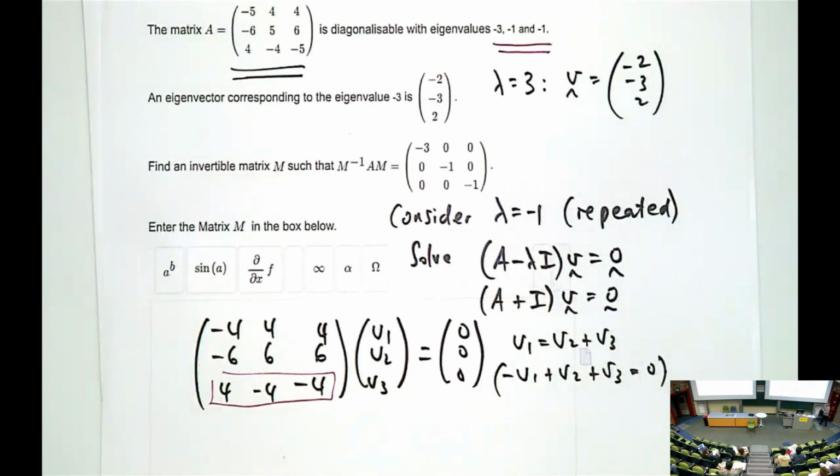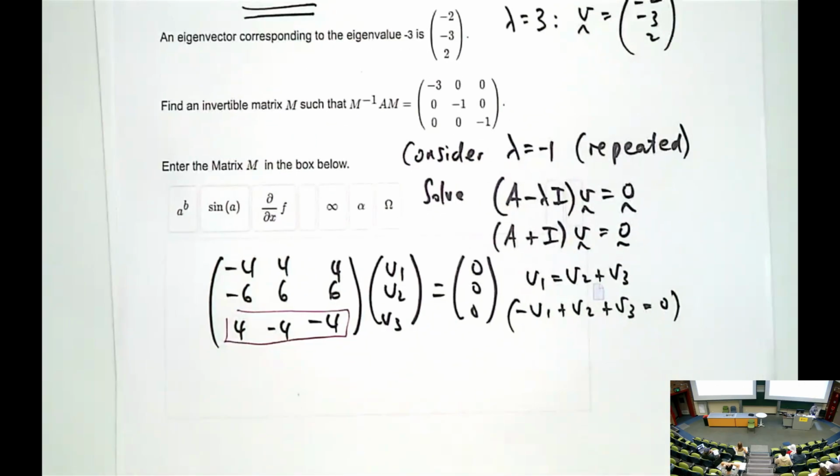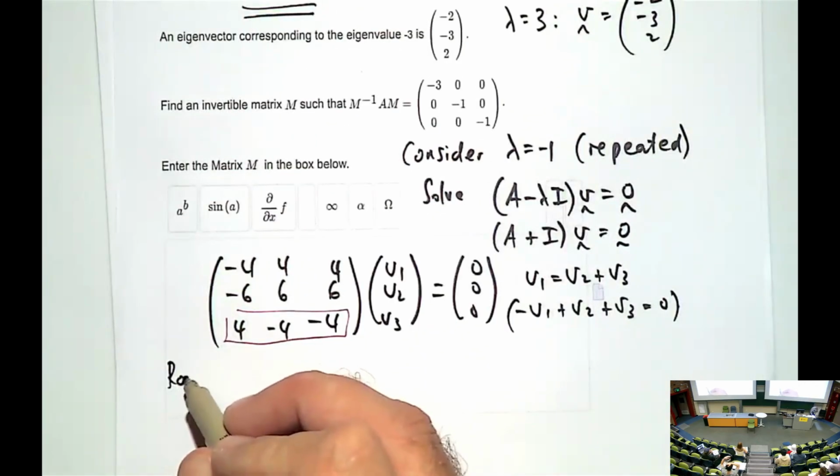Okay. So, are we going to get a unique solution for V1 and V2? No. But what we want to do here is be a bit strategic and say, I want 2 eigenvectors out of this. So how am I going to do this? Well, one way is to row reduce.